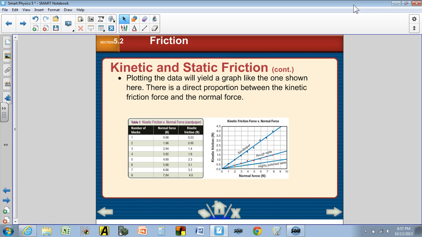In fact, you could see it plotted on a chart like this. So here we have kinetic friction. As the normal force goes up, as you have more and more weight, the kinetic friction is going up. It'll go on a linear relationship. You'll notice that the sandpaper has a steeper linear relationship than a highly polished table. In other words, it takes more force to overcome the friction.